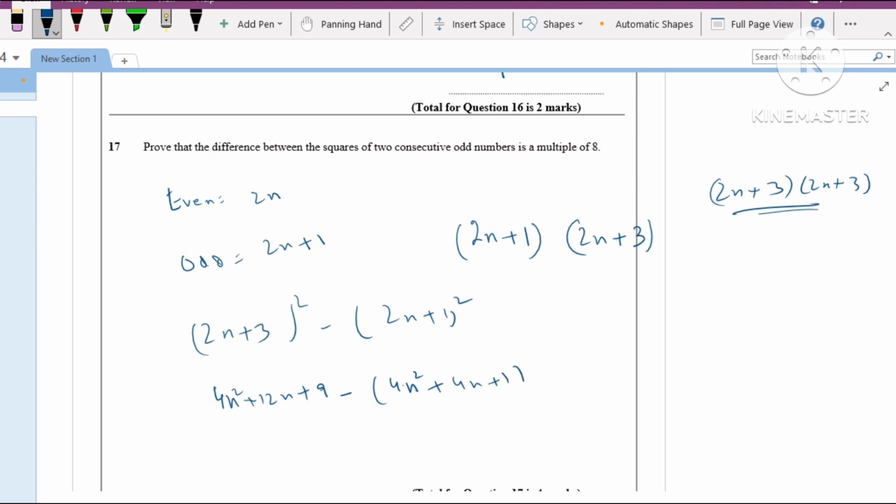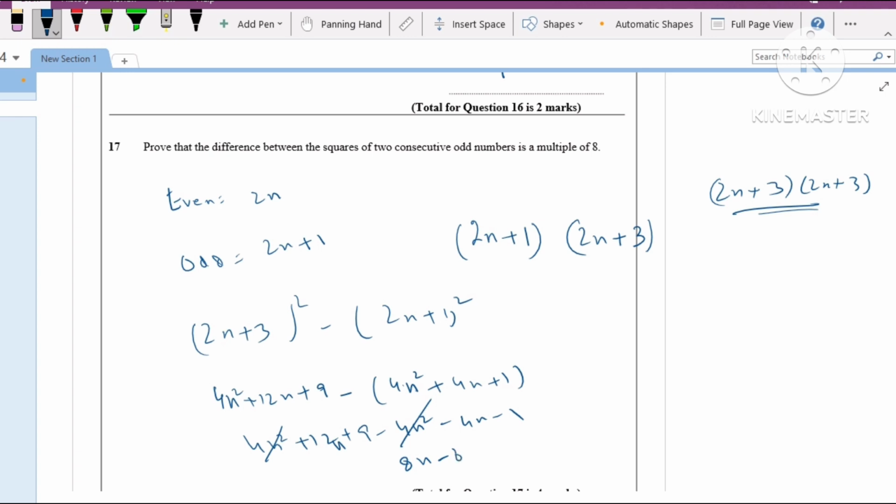This minus will change all the signs inside the bracket. So this becomes 5 minus 4n square minus 4n minus 1. So 4n square minus 4n square cancels out. 12n minus 4n, that will be 8n, plus 9 minus 1, that is 8.